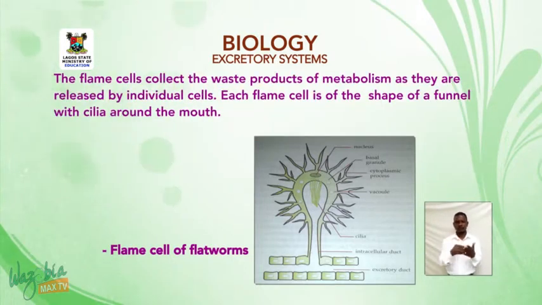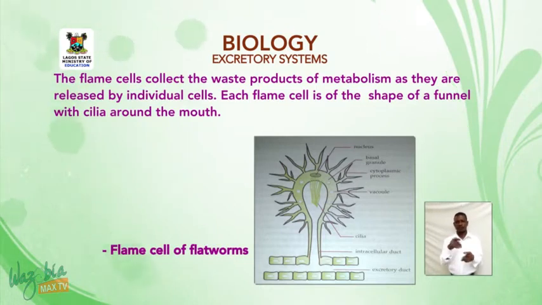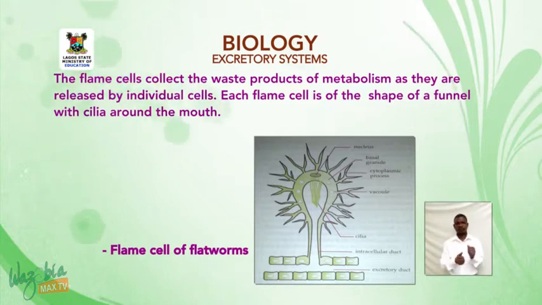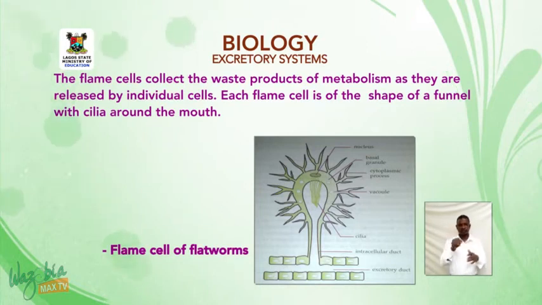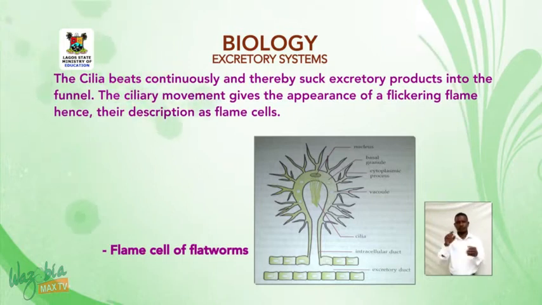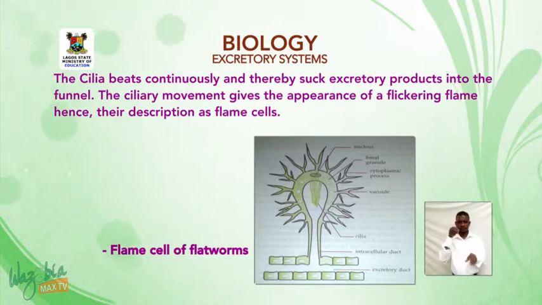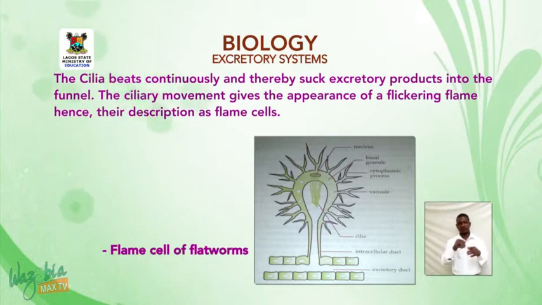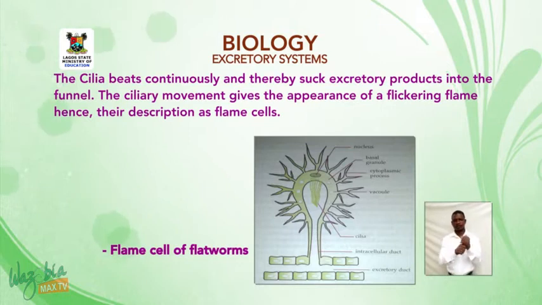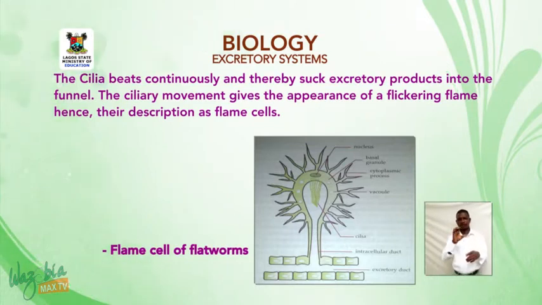The flame cells collect the waste products of metabolism as they are released by individual cells. Each flame cell is of the shape of a funnel with cilia around the mouth. The cilia beat continuously and thereby suck the excretory products into the funnel. The ciliary movement gives the appearance of a flickering flame, hence their description as flame cells.